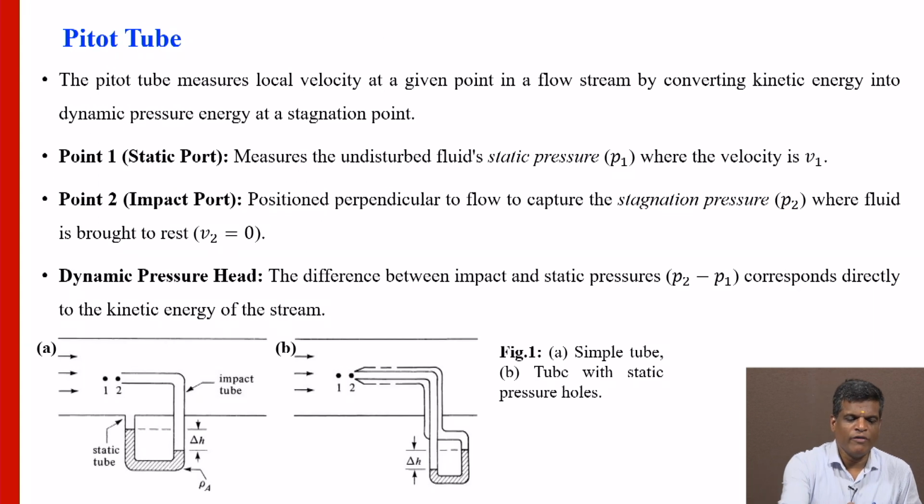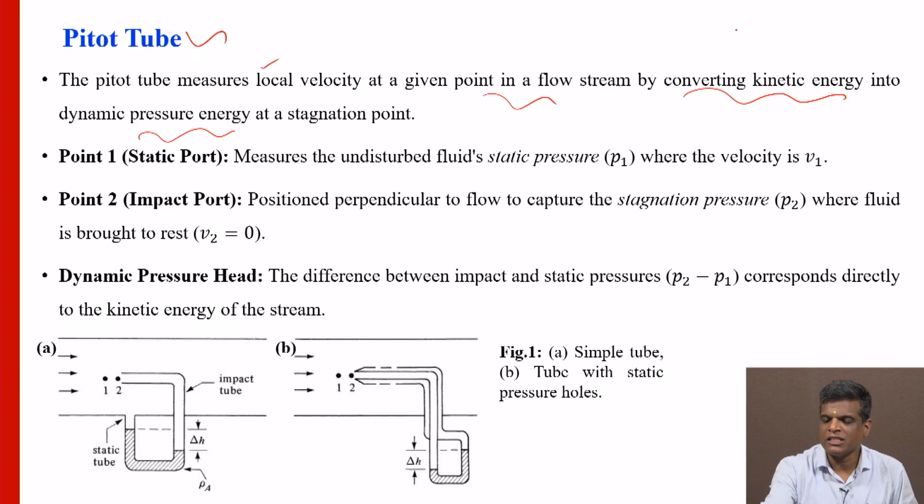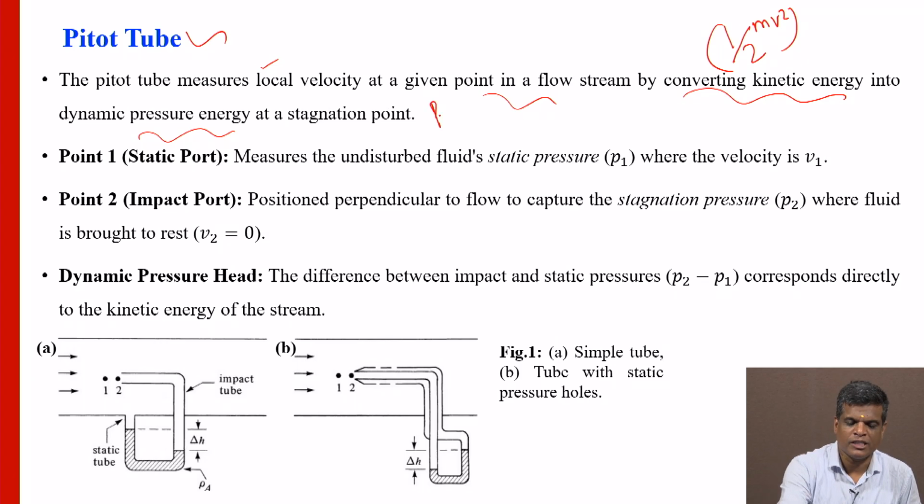Now we will discuss the pitot tube. The pitot tube measures the local velocity at a given point in the flow stream by converting kinetic energy into dynamic pressure energy. What is kinetic energy? We already discussed it, we always write kinetic energy as half m v squared. But here we convert the kinetic energy into pressure energy, P by rho g. So the kinetic energy is converted to pressure energy, and then the measurement takes place.